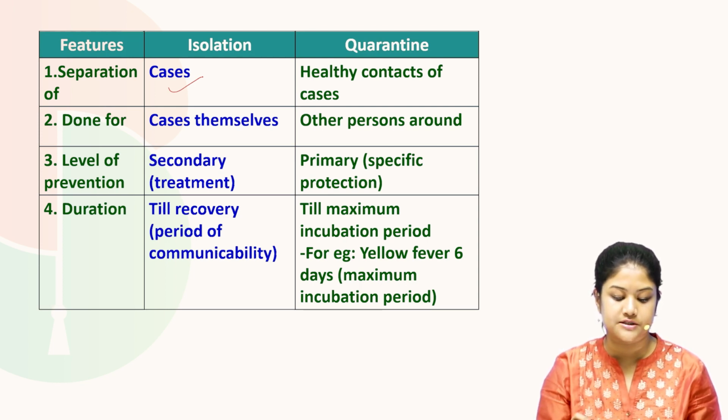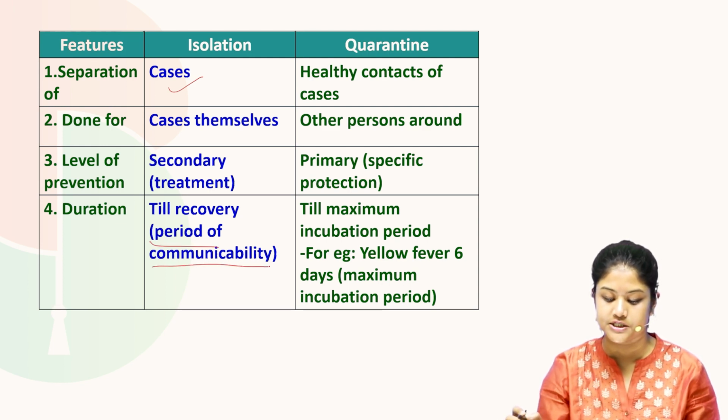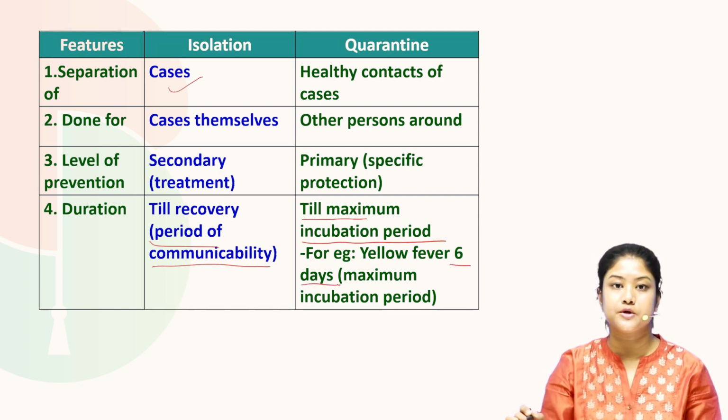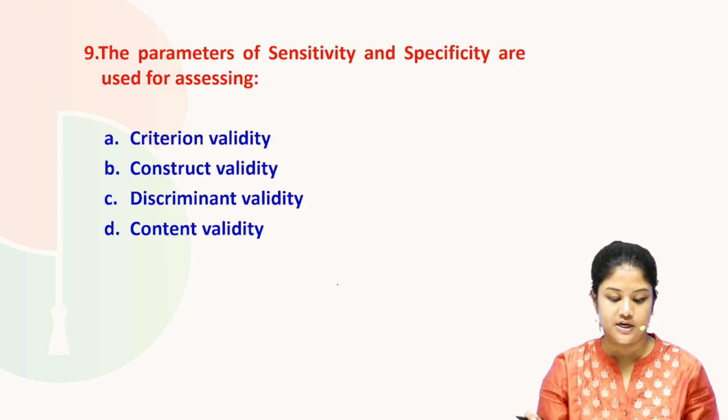So the duration of isolation is till recovery, that is the period of communicability, whereas quarantine is till the maximum incubation period. For example, another question that may be asked from this is, what is the maximum incubation period of yellow fever? So in yellow fever, the maximum incubation period is 6 days. So we quarantine the people in yellow fever for 6 days. Now moving on to our next question.